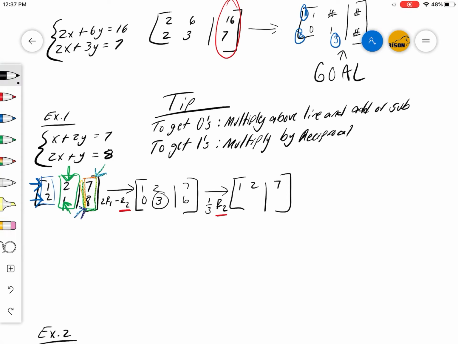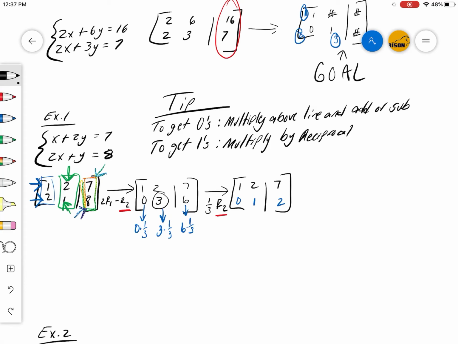So now 1/3 times row 2, I need to multiply everything in row 2 times 1/3. So I need to do 0 times 1/3. Okay, so that's going to give me 0. And then I need to do 3 times 1/3, which is going to give me 1. And then I need to do 6 times 1/3, which is going to give me 2. Okay? So now let's take a look at it.